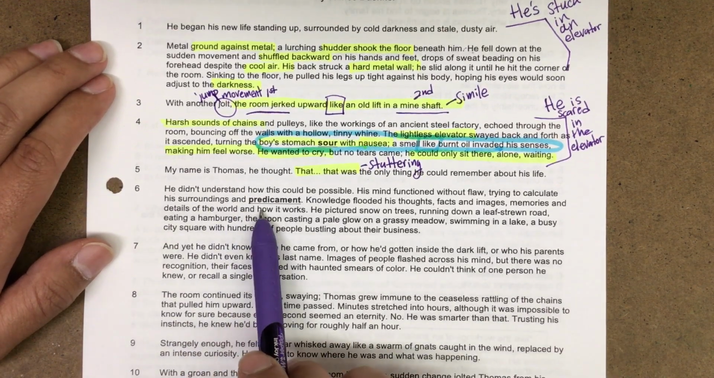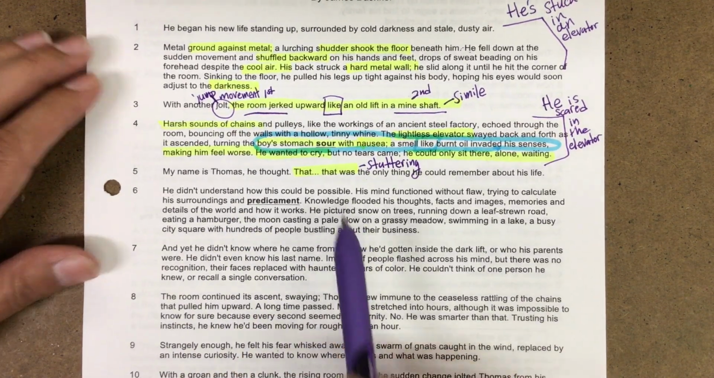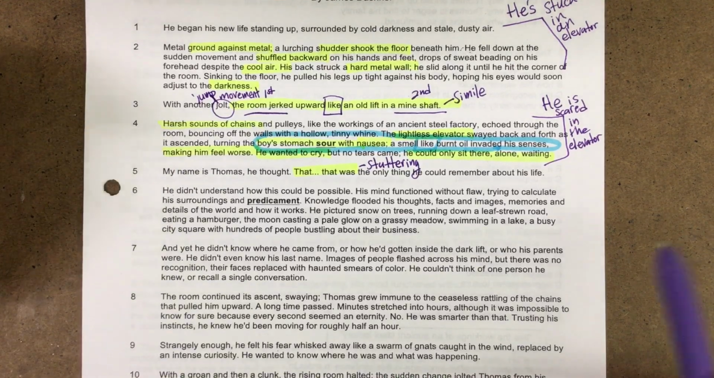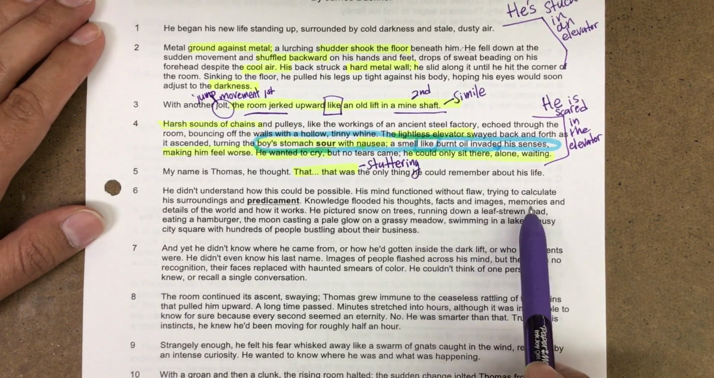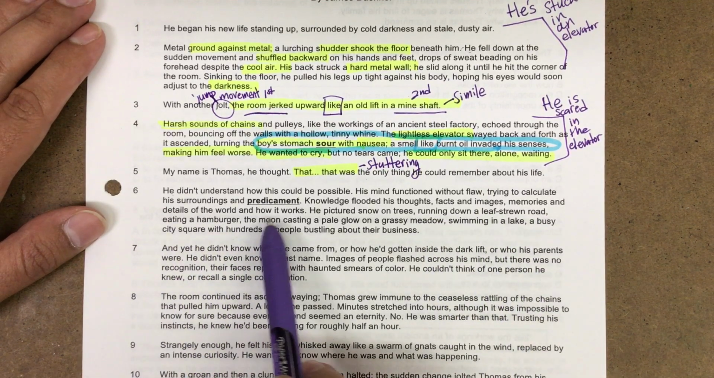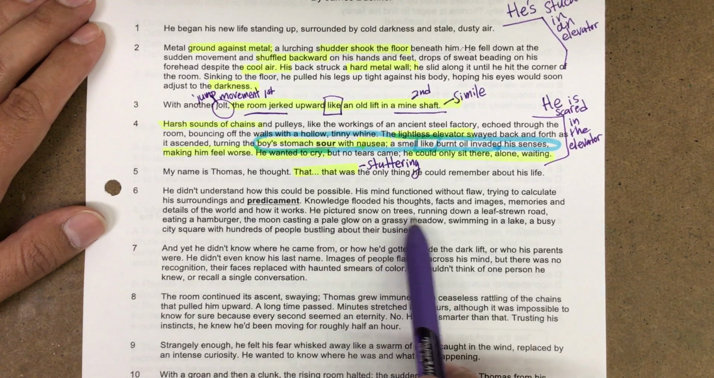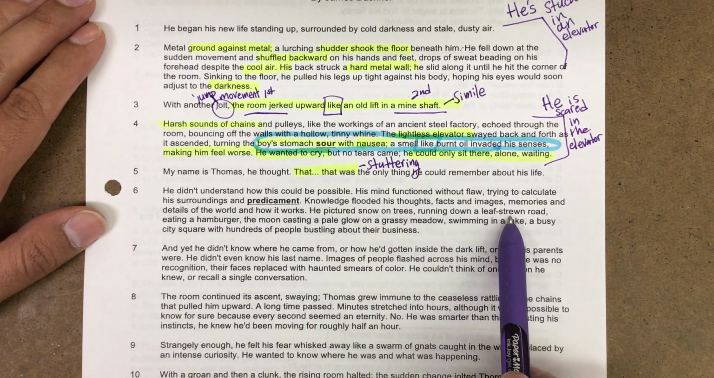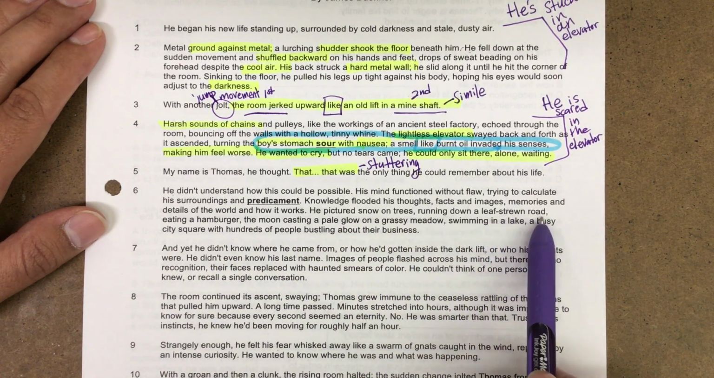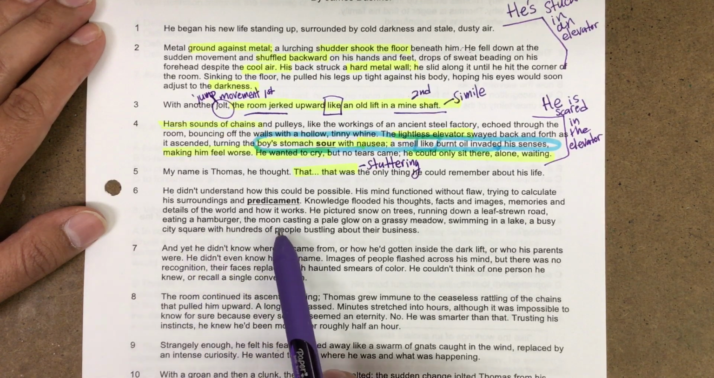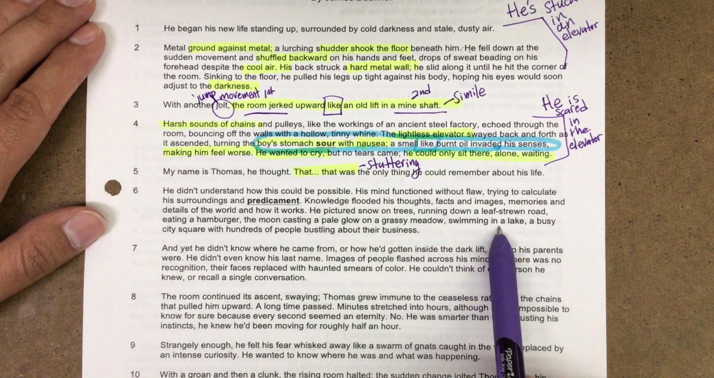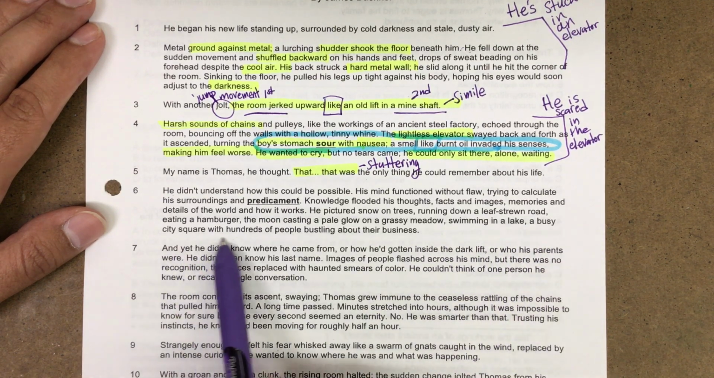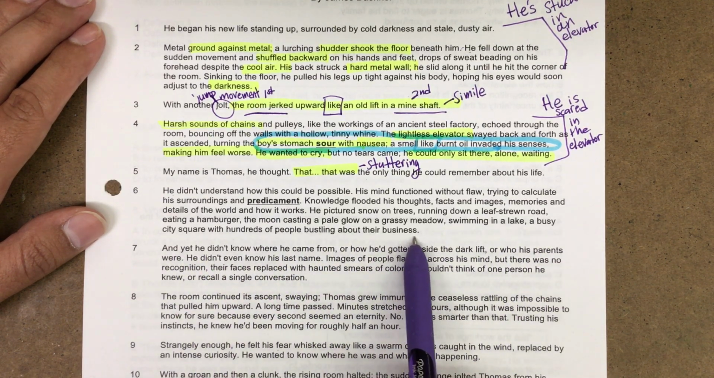He didn't understand how this could be possible. His mind functioned without flaw, trying to calculate his surroundings and predicament. Knowledge flooded his thoughts, facts and images, memories and details of the world and how it works. He pictured snow on trees, running down a leaf-strewn road, eating a hamburger, the moon casting a pale glow on a grassy meadow, swimming in a lake, a busy city square with hundreds of people bustling about their business.